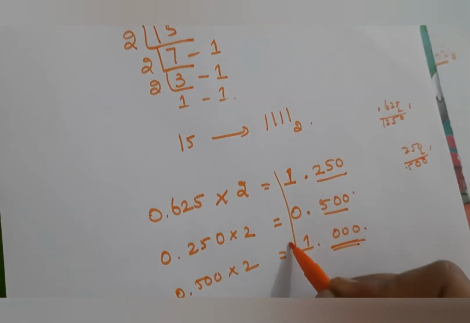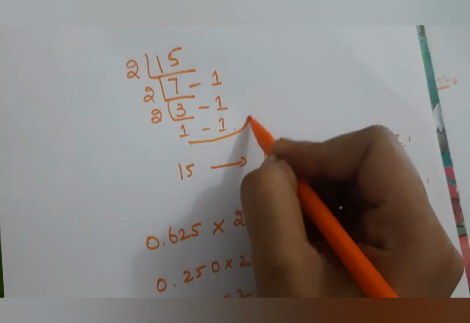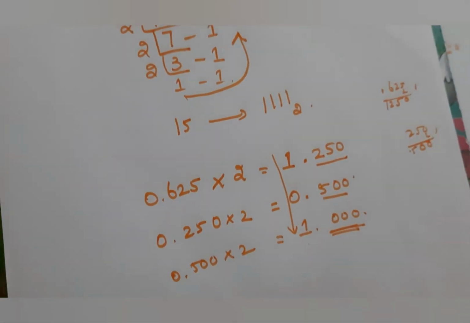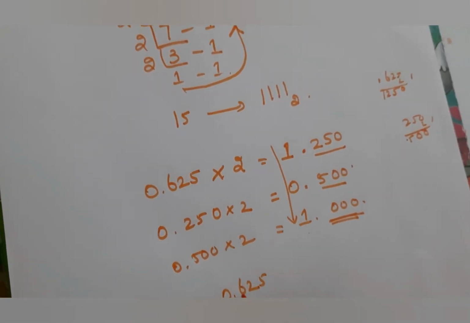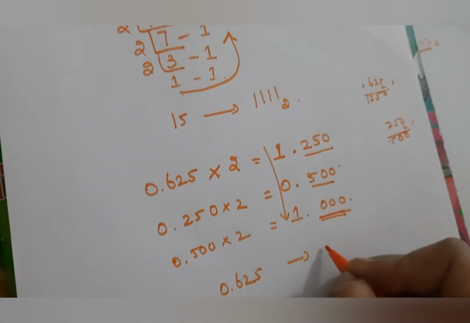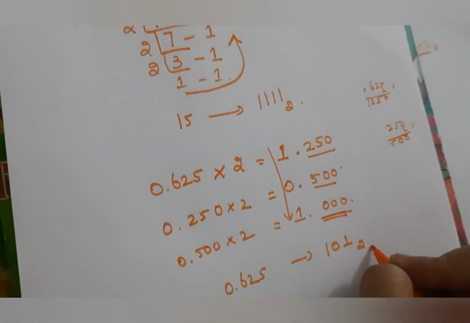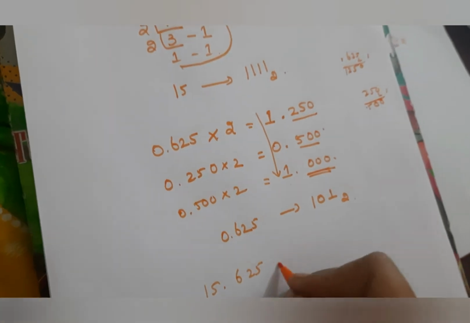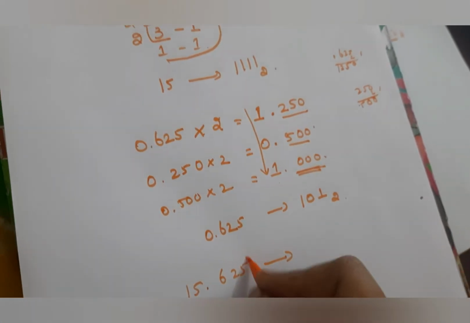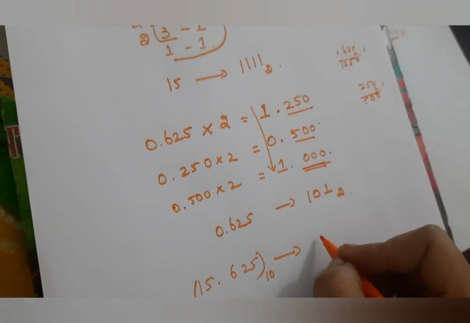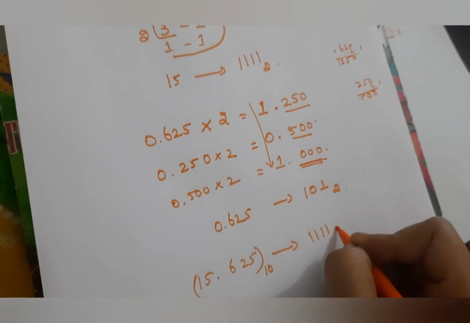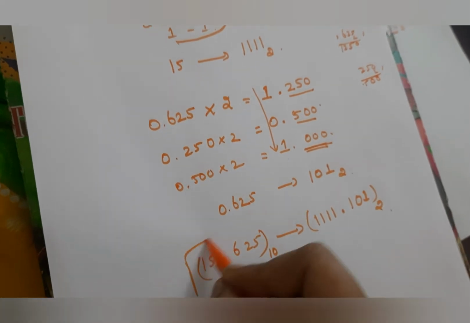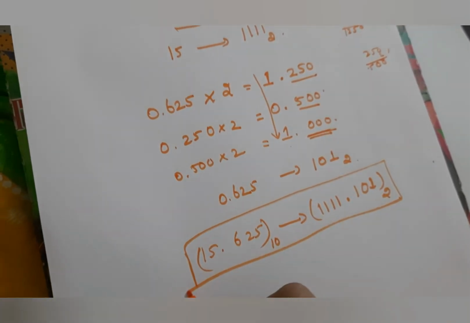And for the equivalent binary of the fractional part, we take the digits in this order, from up to down. So the equivalent of 0.625 is 101 in base 2. So the entire value 15.625 in decimal is equivalent to 1111.101 in base 2, and this is the equivalent of this number in binary.